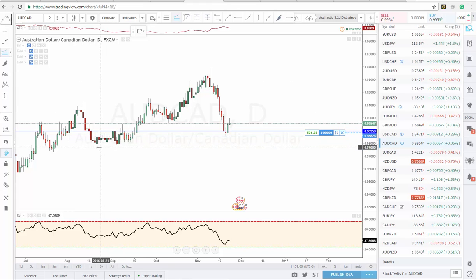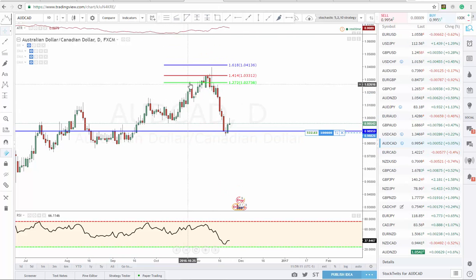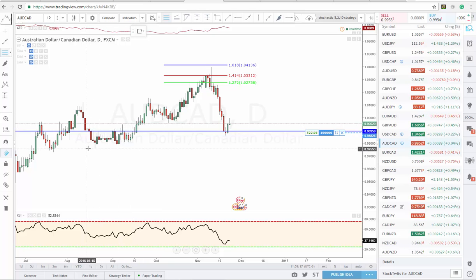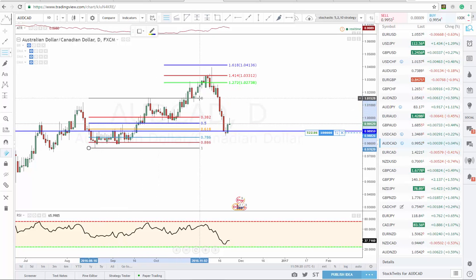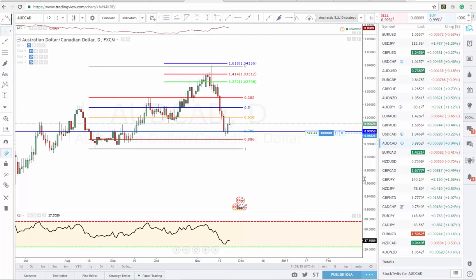So here, if I bring on my extension tool from our previous swing low up to our swing high, back down in, you can see that we don't quite close above that 1414. And if I bring on my retracement tool, you can see that we get a 382. If I bring that up the rest of the way.